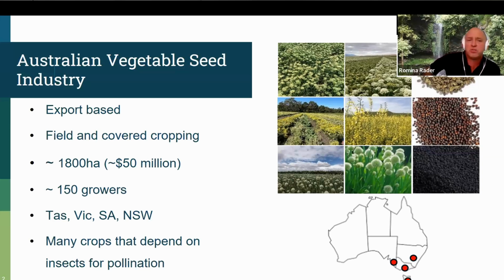If we have a look at the industry, it's largely export-based. There is a small domestic industry, but the vast majority is exported. It's around about 1,800 hectares of production, and it's worth about $50 million. And a lot of it's open field production. Tends to occur around the southeast of Australia, so southeast South Australia, Victoria, Tasmania, and New South Wales. Tasmania probably has the lion's share, and really because of quite a large hybrid carrot seed industry down there. About 150 growers around Australia, and as I said, many crops that depend on insect pollination.